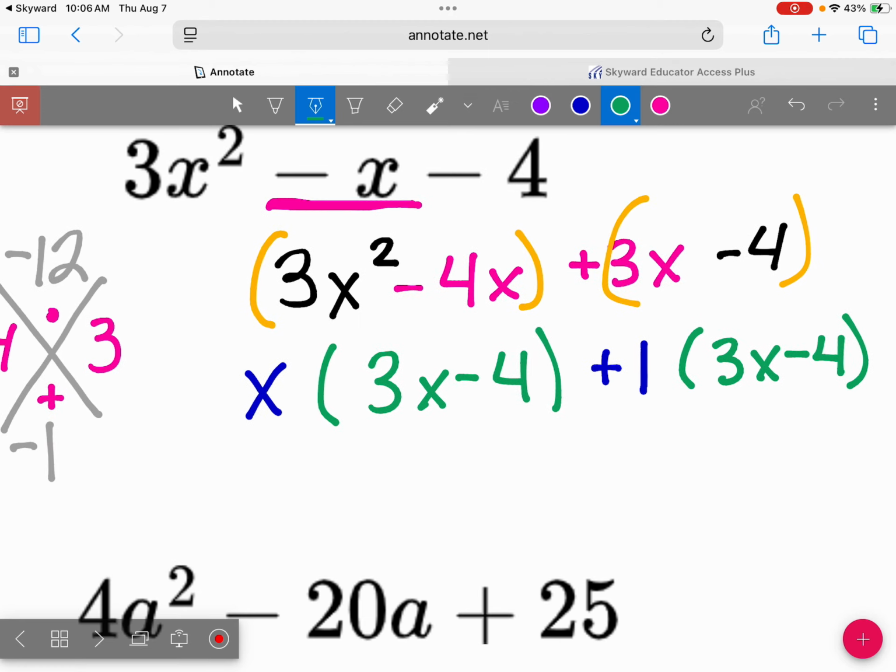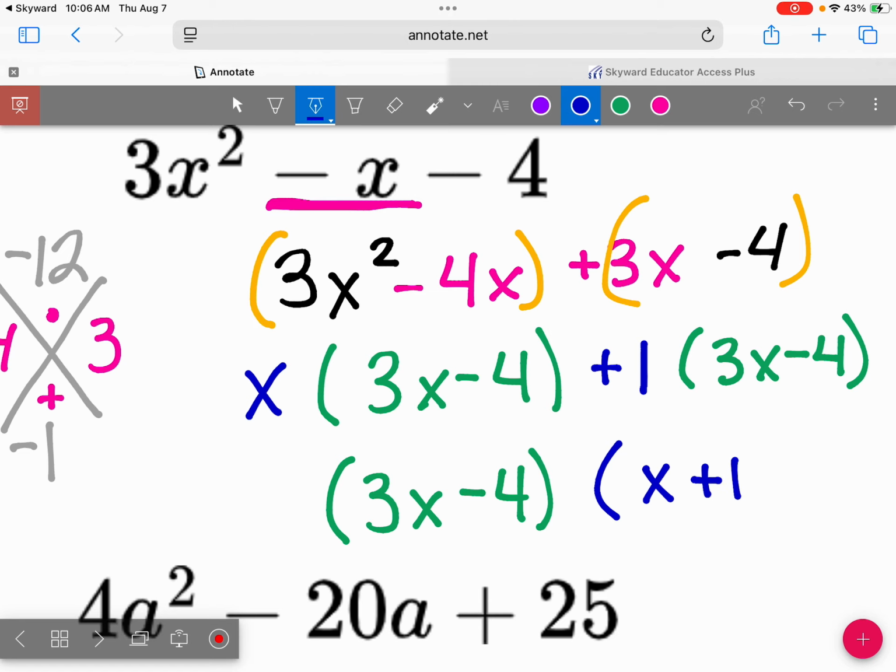So the reason I like to do that with our factoring by grouping is we can see that now this piece matches this piece exactly. And we're going to pull those two out as its own GCF. So it's GCFing again. And we get our 3x minus 4. And our leftover pieces are the x and the plus 1.